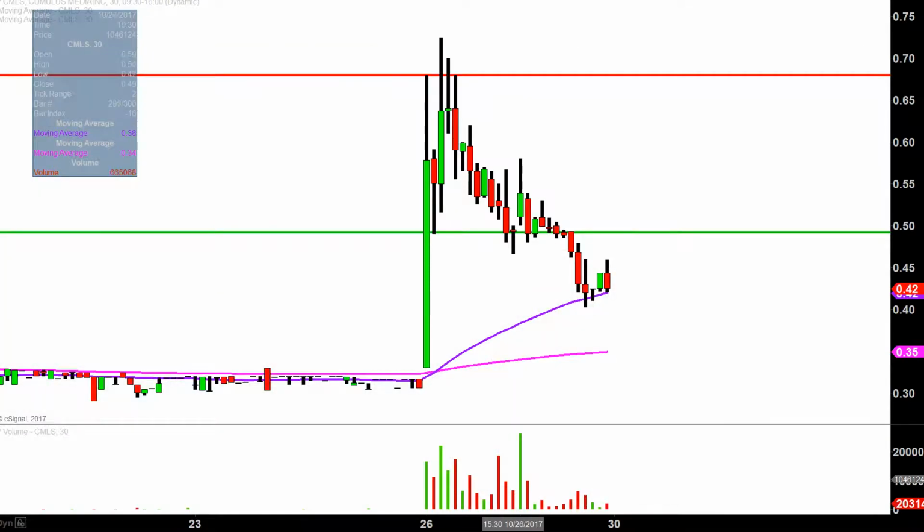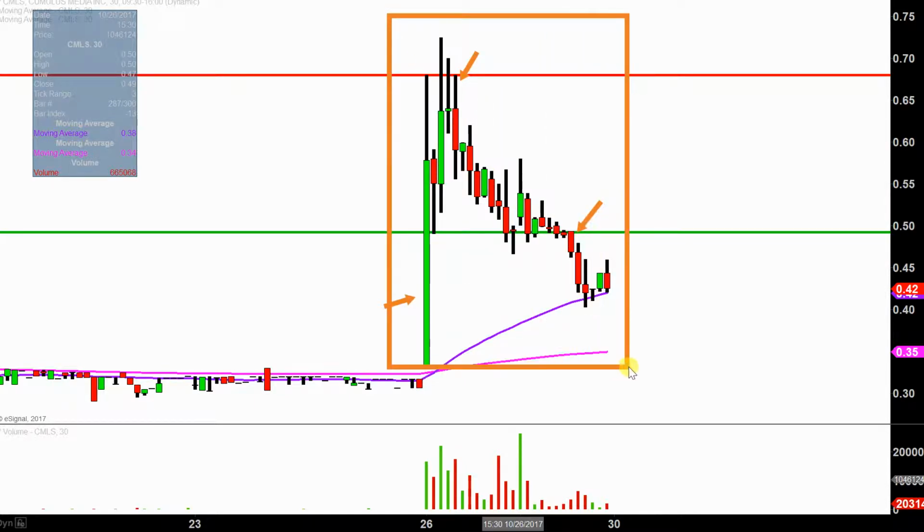Real quick, what do I mean by 30-minute in case maybe you're new to charts? Instead of each one of these candlesticks here representing 1 day's worth of price action, which is what you would normally see, each one represents 30 minutes. So while this here may look like several days worth of time, it's actually just the past 2 days broken down into 30-minute time slices.